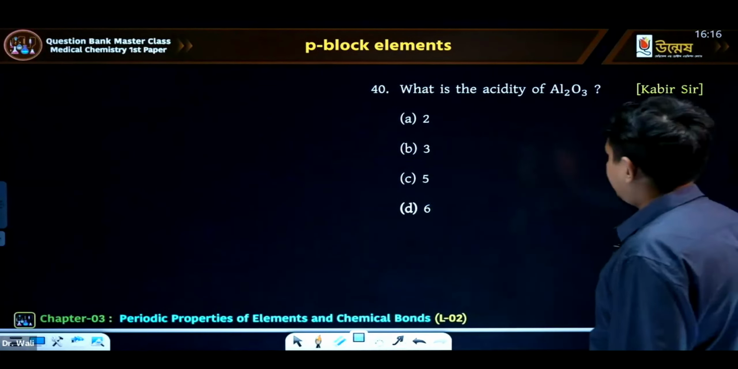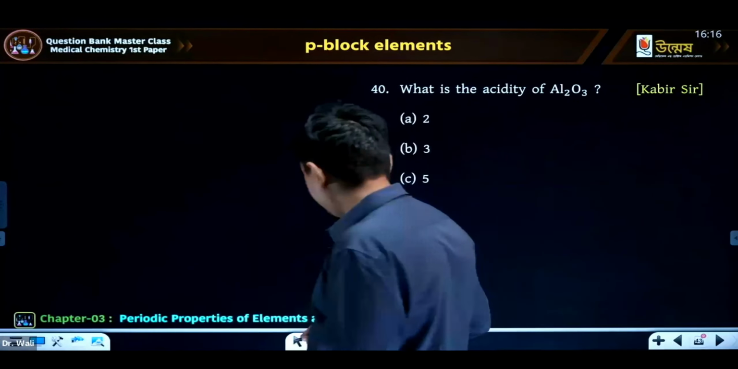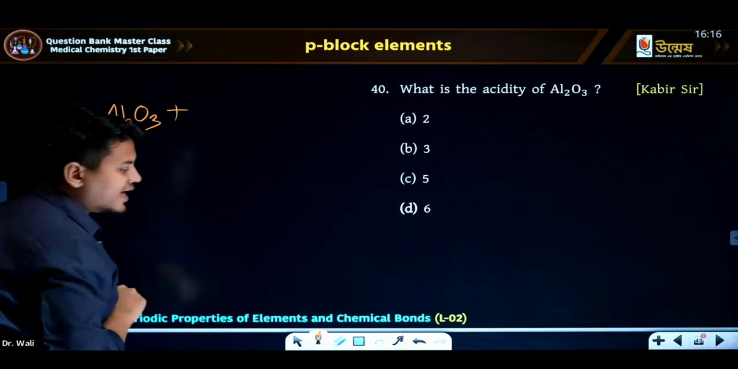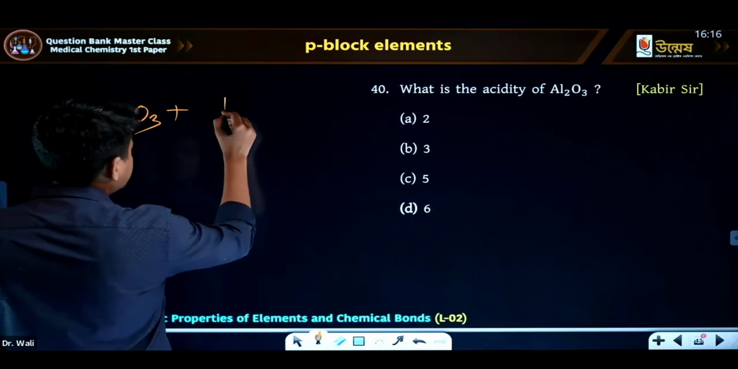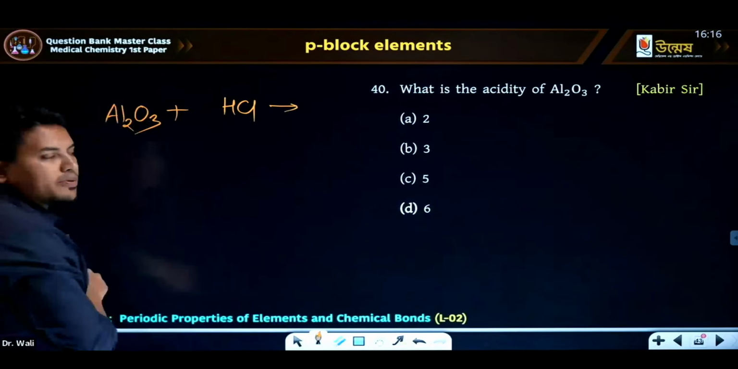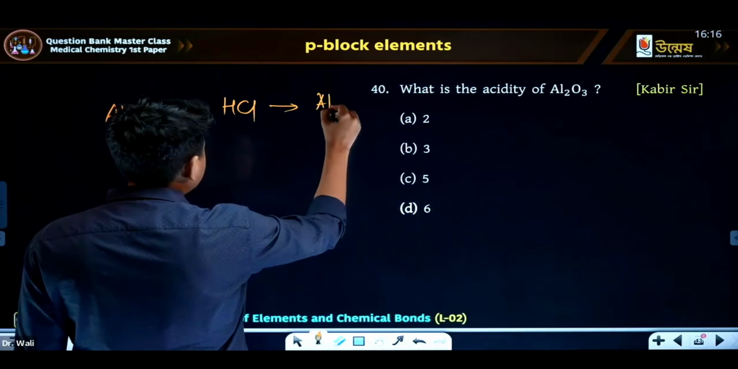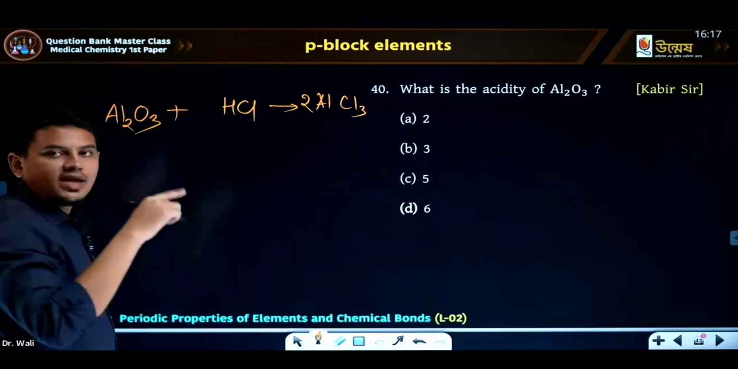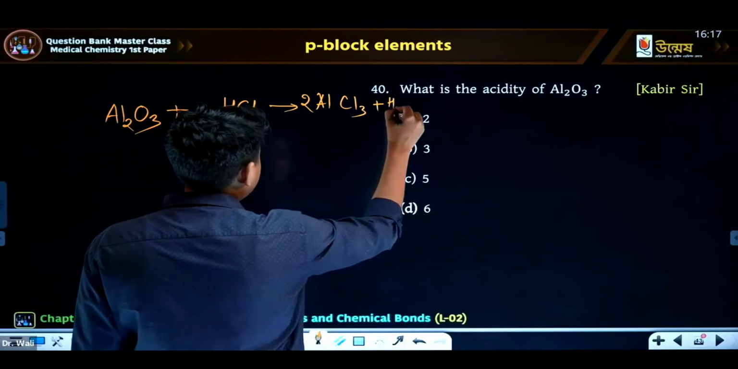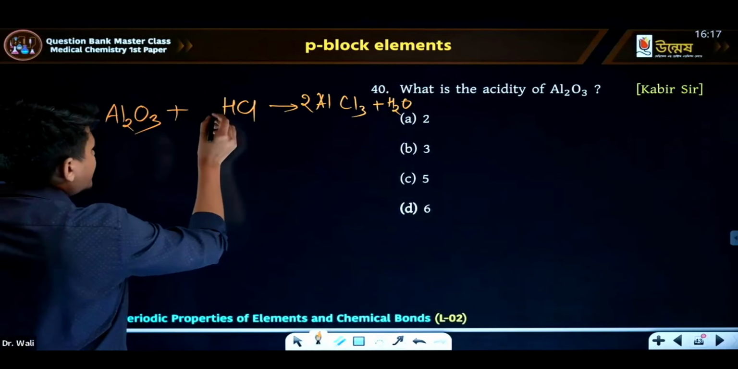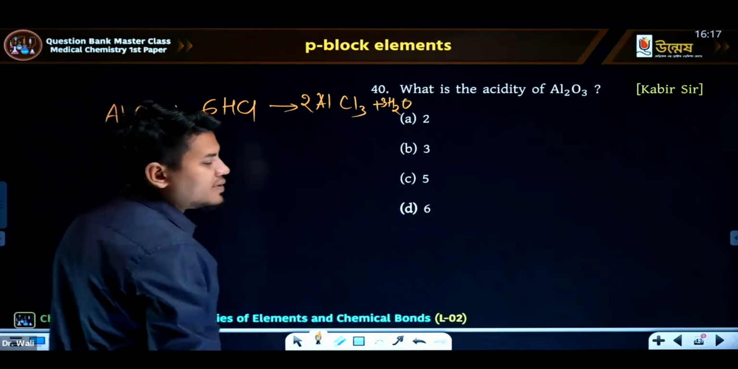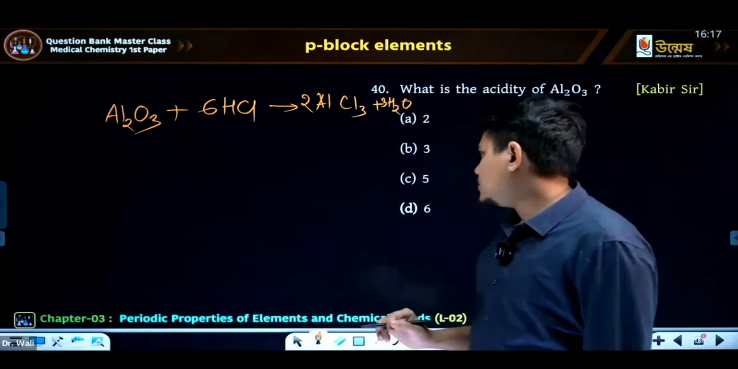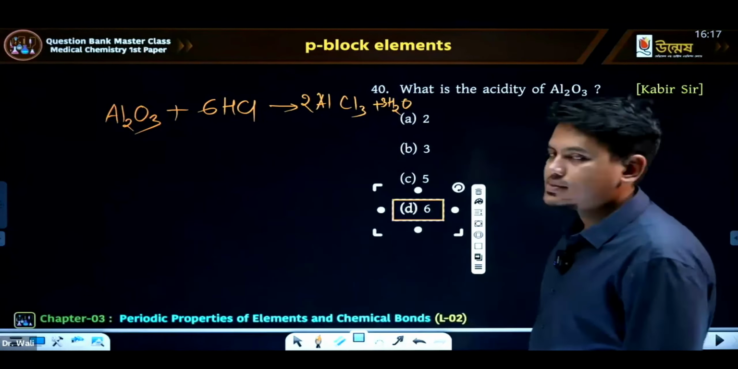Okay, what is the acidity of aluminum oxide? How will we determine the acidity? Actually, to determine the acidity, we need to react that oxide with what? Acids. If we react aluminum oxide with hydrochloric acid, then we will find that it will generate AlCl3 in dimer version. So it will be like Al2Cl6, and along with that, it will generate water, and it will require at least 6 hydrochloric acid. So aluminum oxide can neutralize 6 moles of hydrochloric acid or 6 moles of monoprotic acid. So certainly its acidity will be 6.